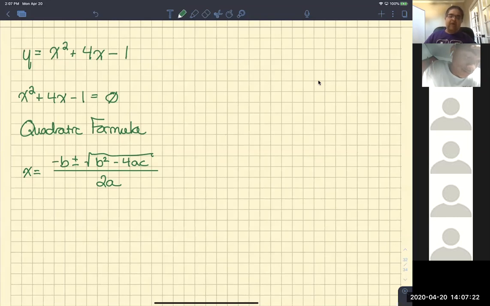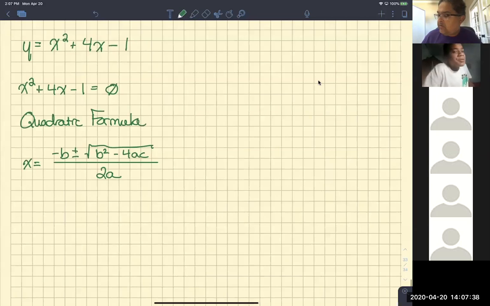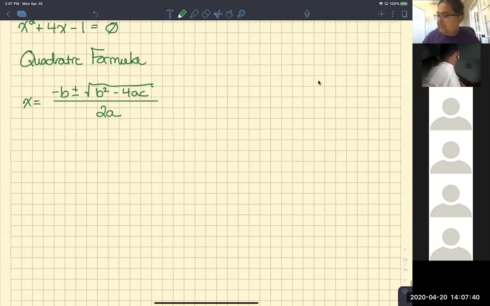So the same thing with the quadratic formula. Will it work 100% of the time? Yes. But sometimes going down this mess may not be the best way to solve the equation. There might be easier ways of solving it. Okay, so that being said, let's talk about the quadratic formula.